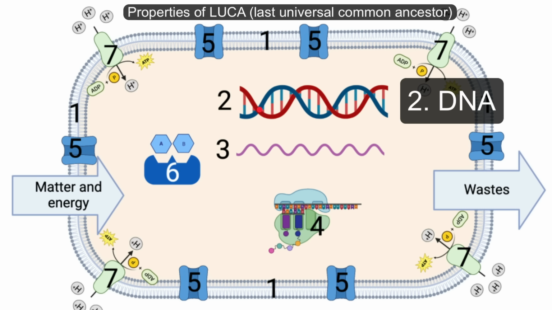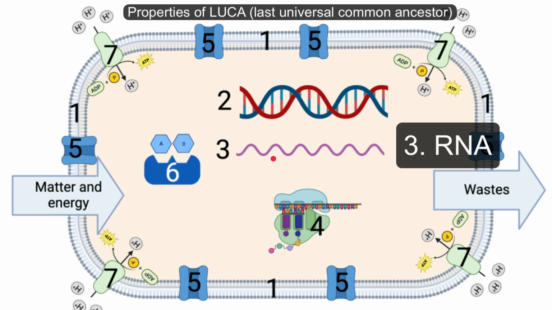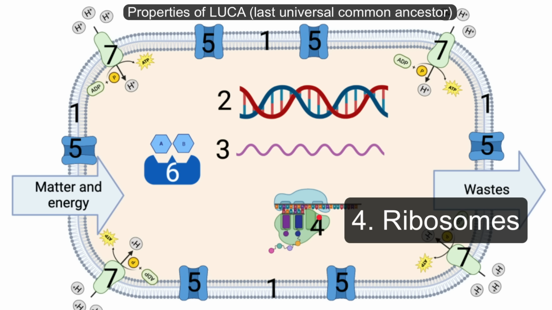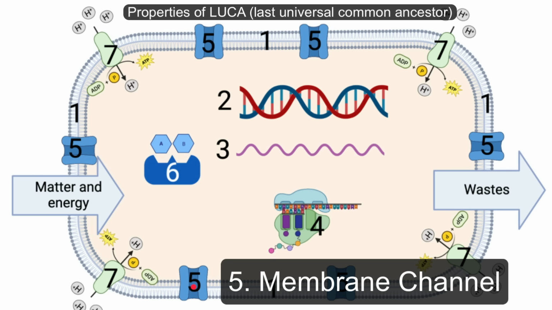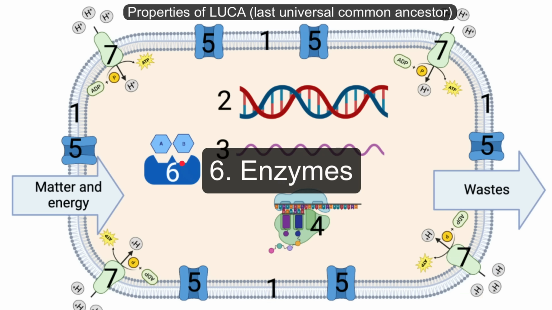At 2, we have DNA being the genetic material that's found in all living things. At 3, we have RNA, which is used for information transfer and other things. At 4, we have ribosomes, which are translating messenger RNA into protein. At 5, we have a membrane channel that's allowing matter and energy to flow in and waste to flow out. At 6, we have complex proteins that are acting as enzymes, which are combining monomers into polymers through dehydration synthesis and then pulling apart those polymers through hydrolysis.